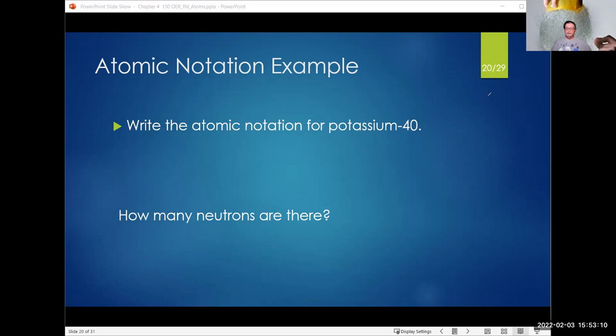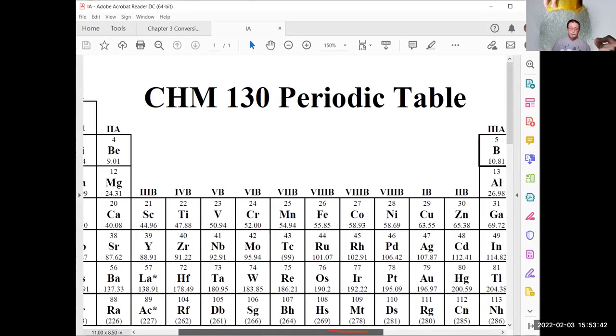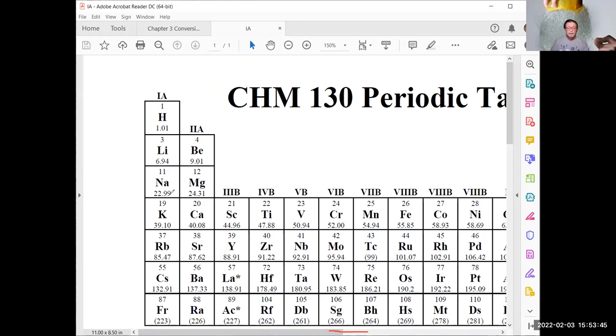In this case, they're asking us to write the atomic notation of this particular element. Well, here's the thing. They're telling you something right off the bat. Potassium-40. They're telling you which isotope you're working with, the 40. Now, let's go to potassium on the periodic table. Potassium has a symbol of K. We need to know that. And potassium's right here. Okay. Atomic number is 19. It has 19 protons and 19 electrons, right?